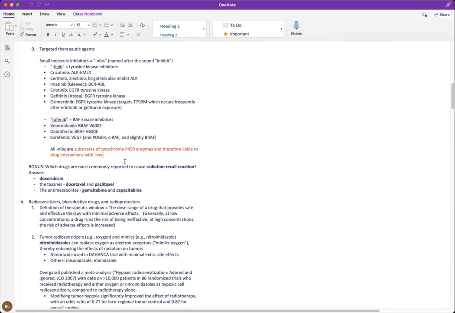And then this is so cool. Any nib is a substrate of cytochrome P450 enzyme. So therefore, you have to worry about drug interactions with the liver.